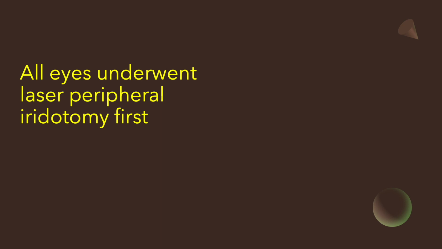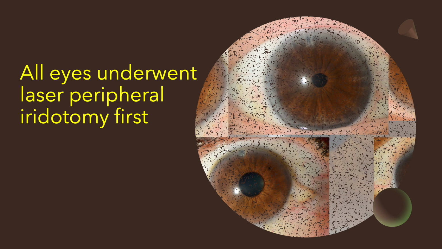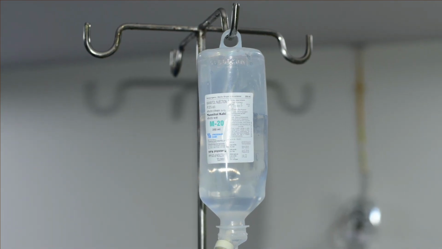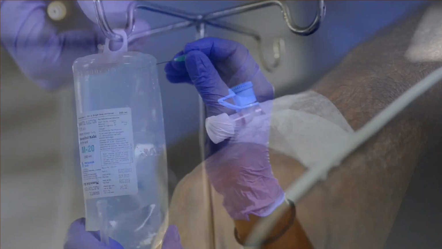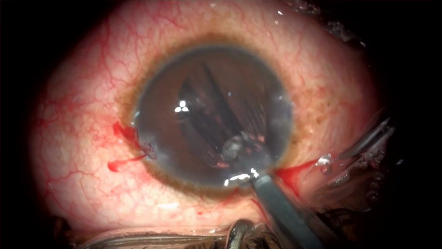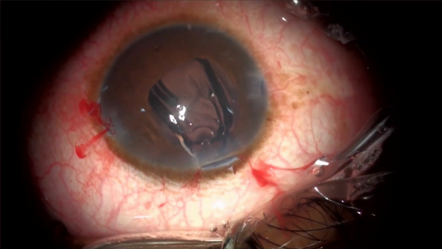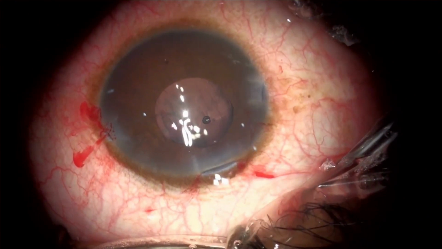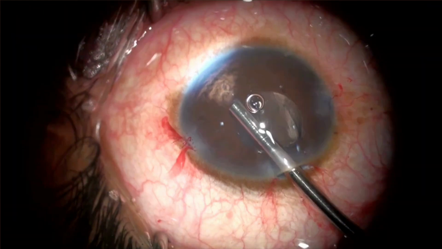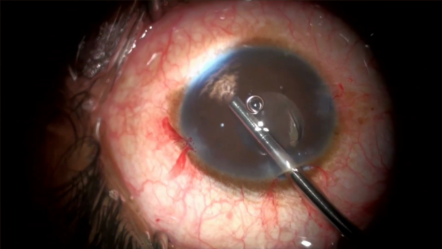All eyes in this series underwent laser peripheral iridotomy first. When this failed to resolve the issue, then the surgical route was taken. Mannitol injection was administered preoperatively wherever indicated. After phaco surgery and IOL placement in the bag, a 20-gauge endoscope was introduced into the AC to visualize the angle.